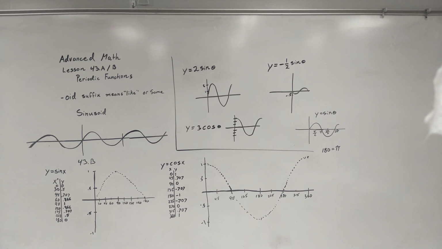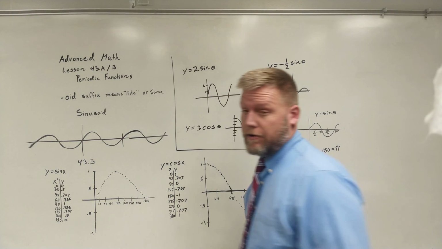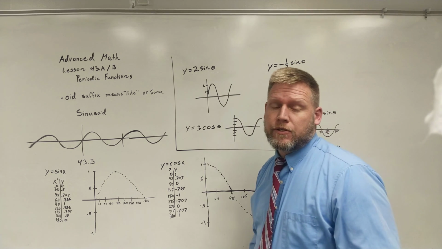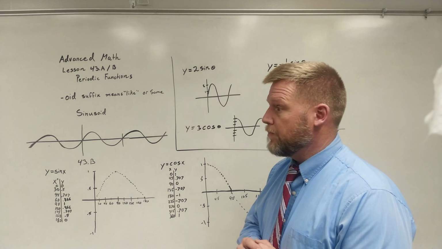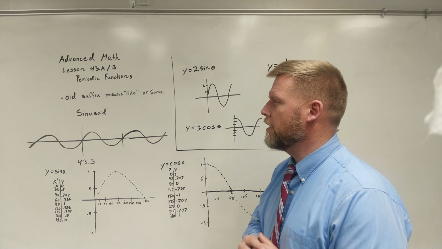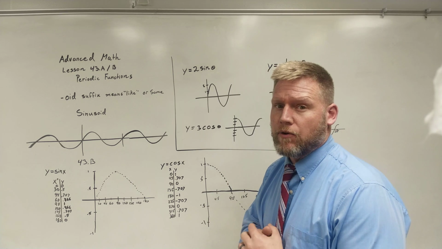Advanced Math Lesson 43 A and B have to do with periodic functions. And we're going to discuss first of all what a periodic function is. Periodic means to repeat. The period of the moon is every 28 days. It repeats that same cycle over and over.